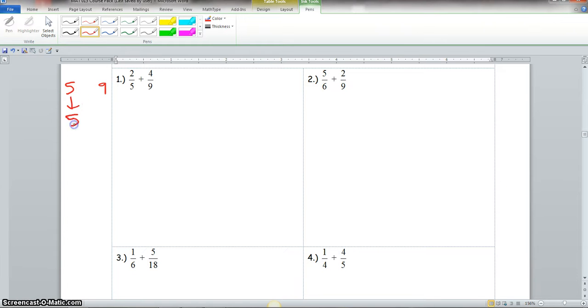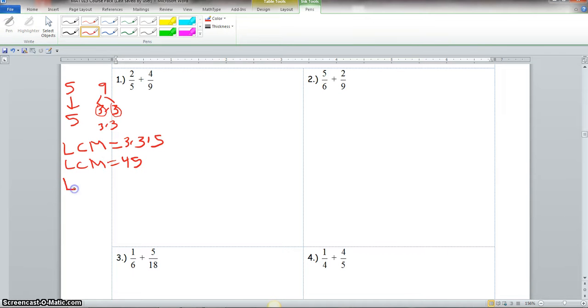So 5 is already prime, but 9 breaks down to 3 times 3. So the prime factorization of 9 is 3 times 3. So now we use the least common denominator. But right now, let's do the least common multiple. We know before in the last section, which was 3.7, we found the least common multiple, and we look here. We have 2 3s, and we also have a 5. None of them matches up, so we will list all of them. So the least common multiple here is equal to 45.